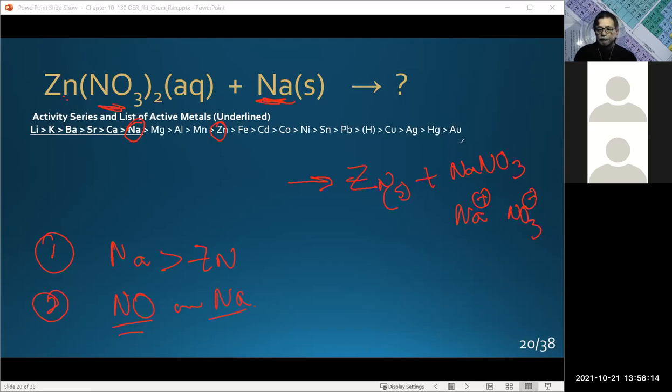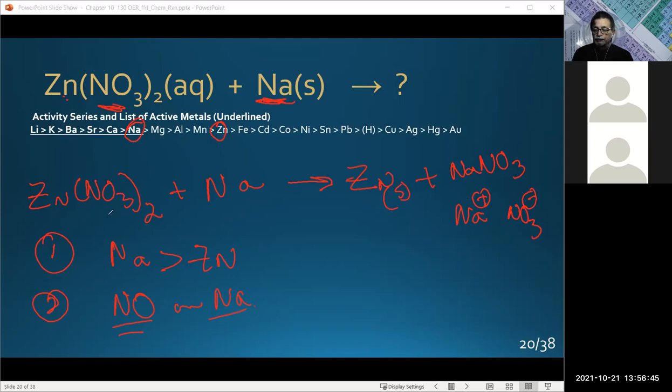Okay, and so now we have zinc nitrate, okay, plus sodium, rewriting the equation. We wrote that yes, a reaction will proceed because the most reactive metal is not in ionic form. Therefore, the reaction proceeds. And we generate elemental zinc, and then we replace the zinc with sodium. Now it becomes sodium nitrate. Now we're going to balance it.